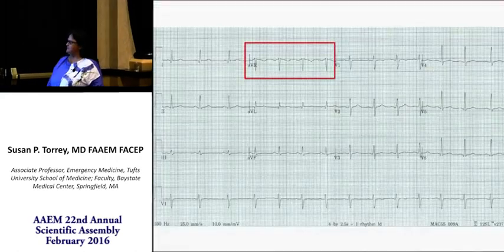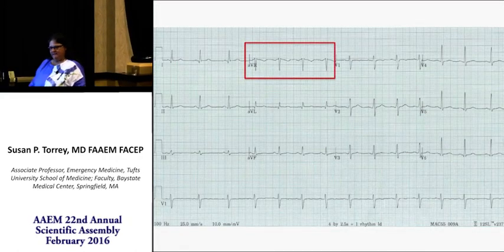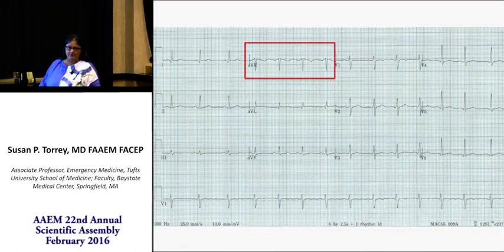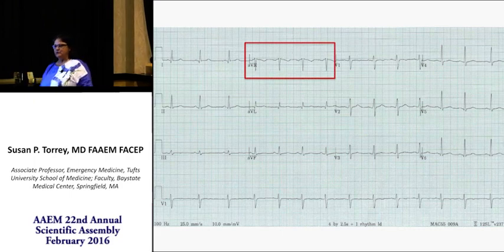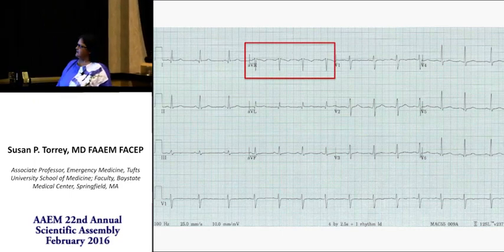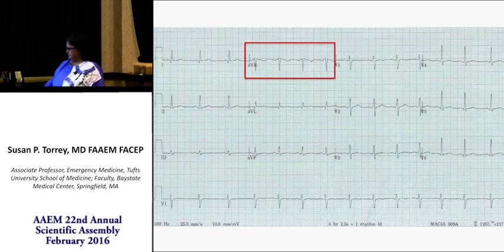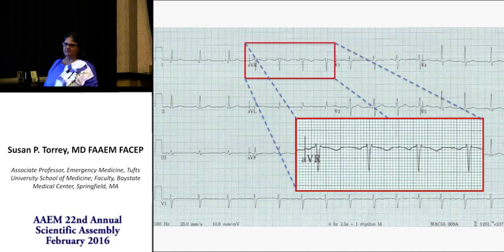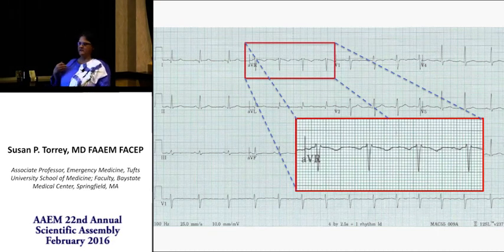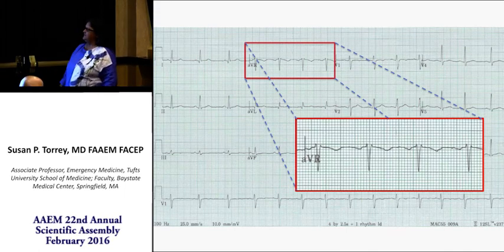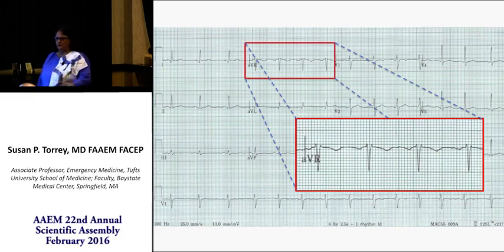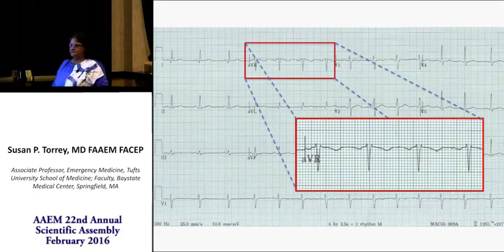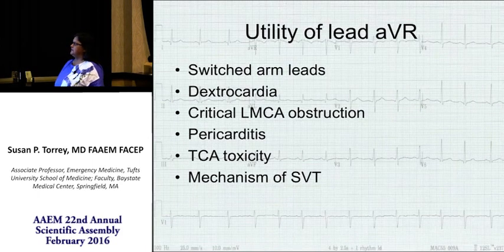if anyone's interested. So lead AVR, this is where it's located, and I bet the majority of us quickly interpreting EKGs don't pay much attention. If we look at it up close, notice that all of the complexes, P, Q, R, S, and T, are inverted. This is because of the axis with the positive lead on the right shoulder. This is how it should look. And when it doesn't, interesting things conspire.